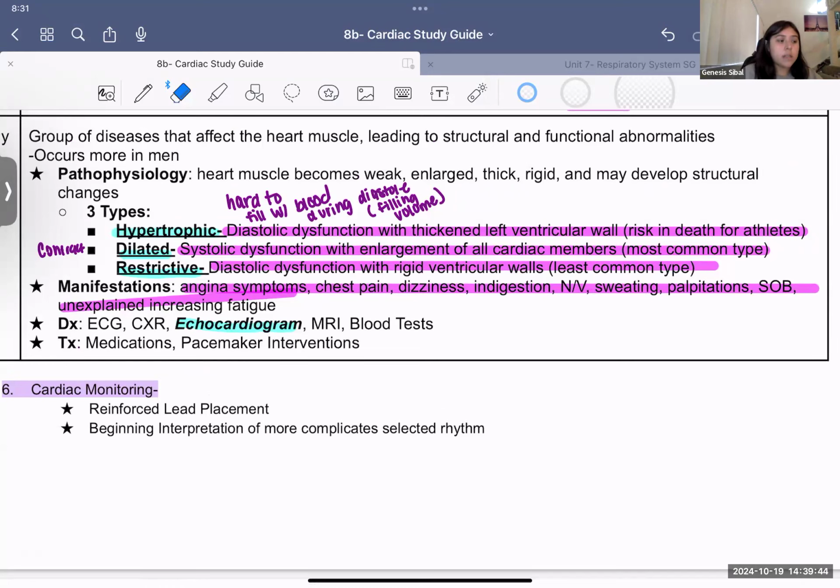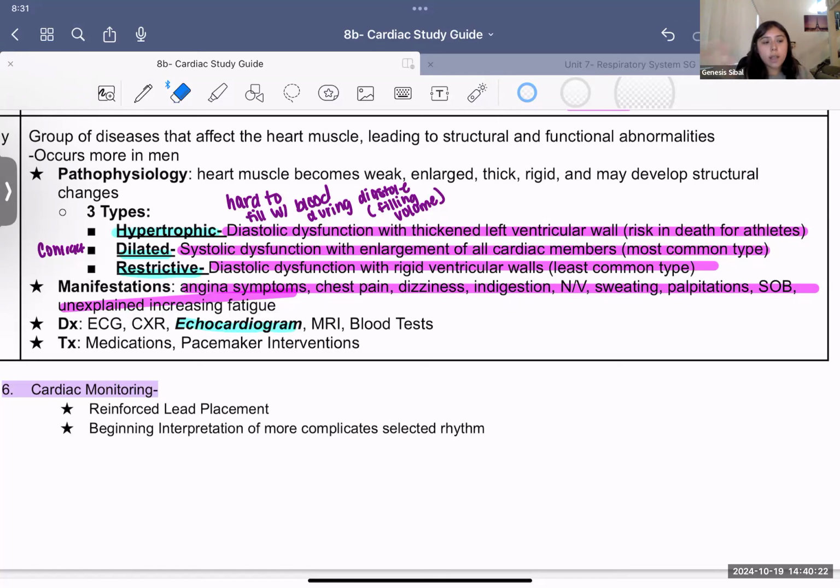So hypertrophic, this is diastolic dysfunction with thickened left ventricular wall. The left wall of the heart is usually thicker than the right side of the heart. That's why sometimes with age-related changes, you can see left ventricular hypertrophy. It's saying that thick left wall gets even thicker, and so now it has a hard time filling. Because remember, during diastole, we're talking about filling time, when that blood is filling. So it's hard for that blood to fully fill because of how thick that wall is.